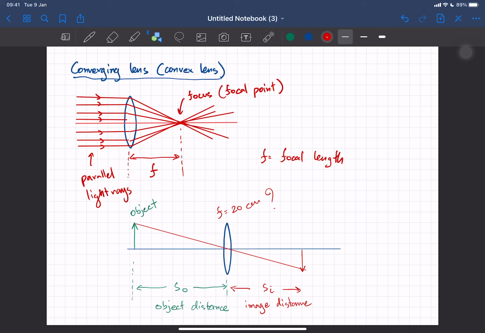So the first ray that you draw is the one going through the center of the lens, and just a straight line. The second light ray that you need is the one that goes parallel to the horizontal line. That means it's going to go like this.